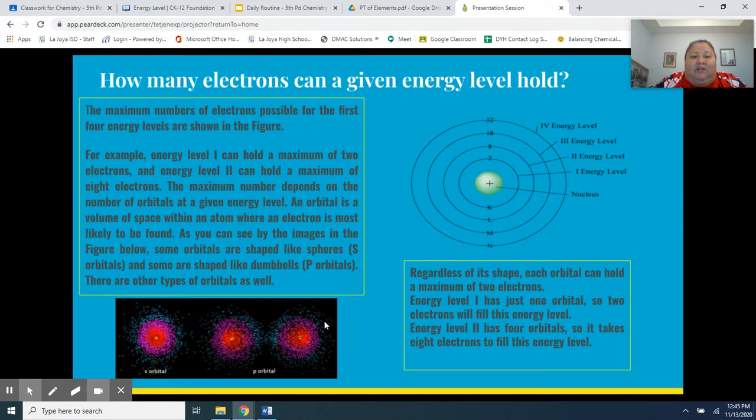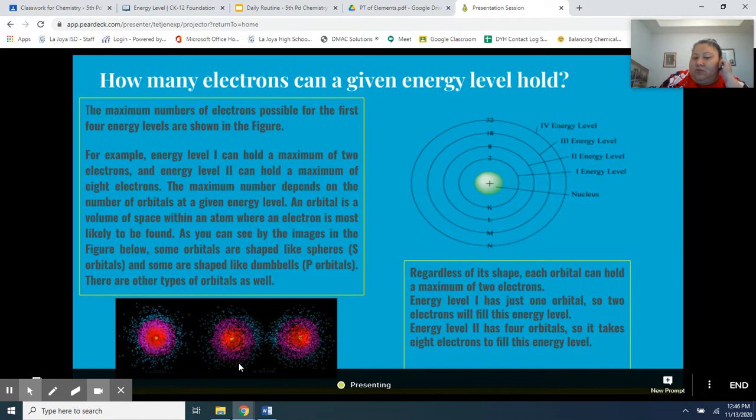An orbital is a volume of space within an atom where an electron is most likely to be found. As you can see in the figure below, some orbitals are shaped like spheres, right? It looks like a basketball around the nucleus, and that's where you can find electrons. Some orbitals are shaped like dumbbells, and that's known as a p orbital. There are other types of orbitals as well, but their shapes are a lot more complicated. Here you have an example of what an s orbital looks like. It looks like just a basketball around the nucleus.